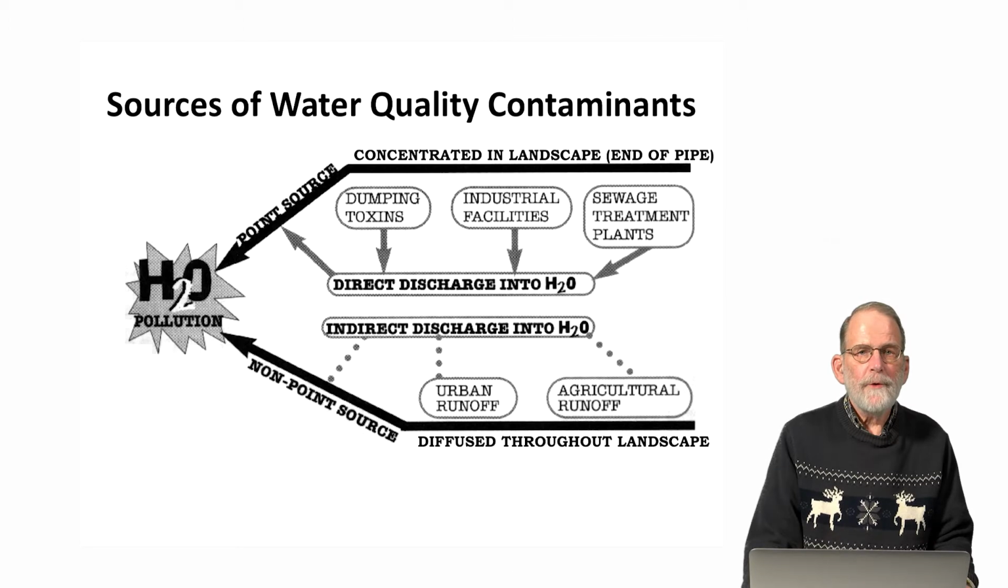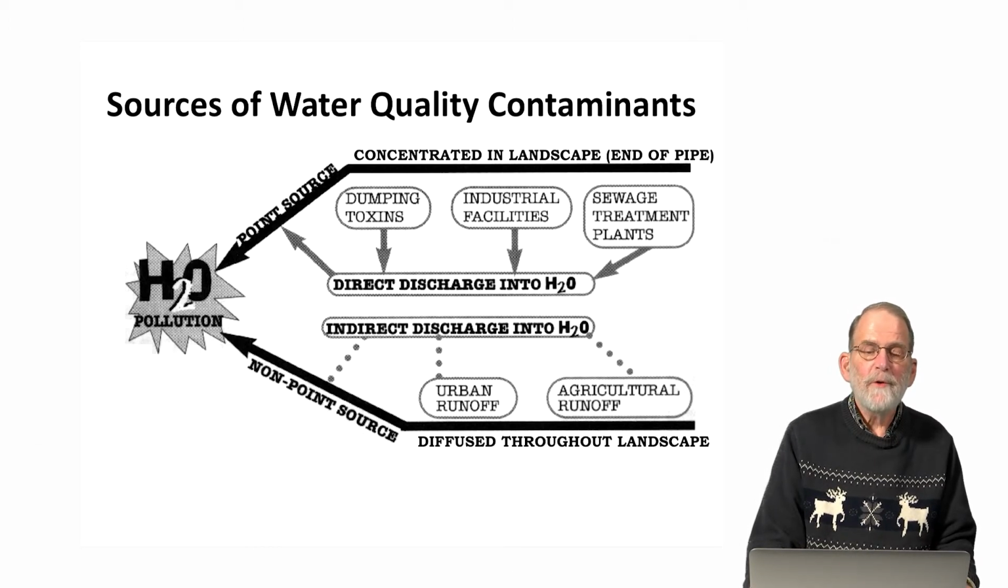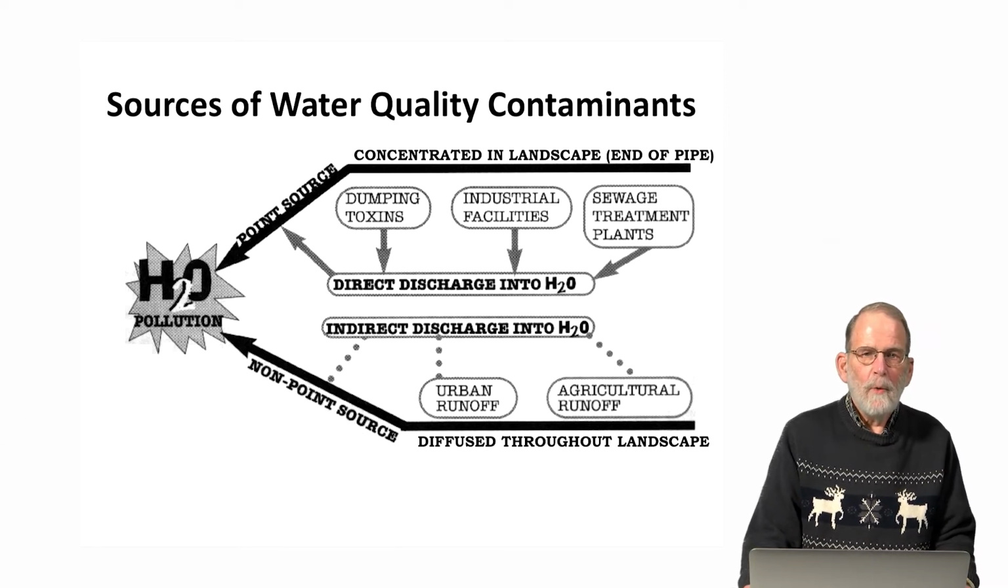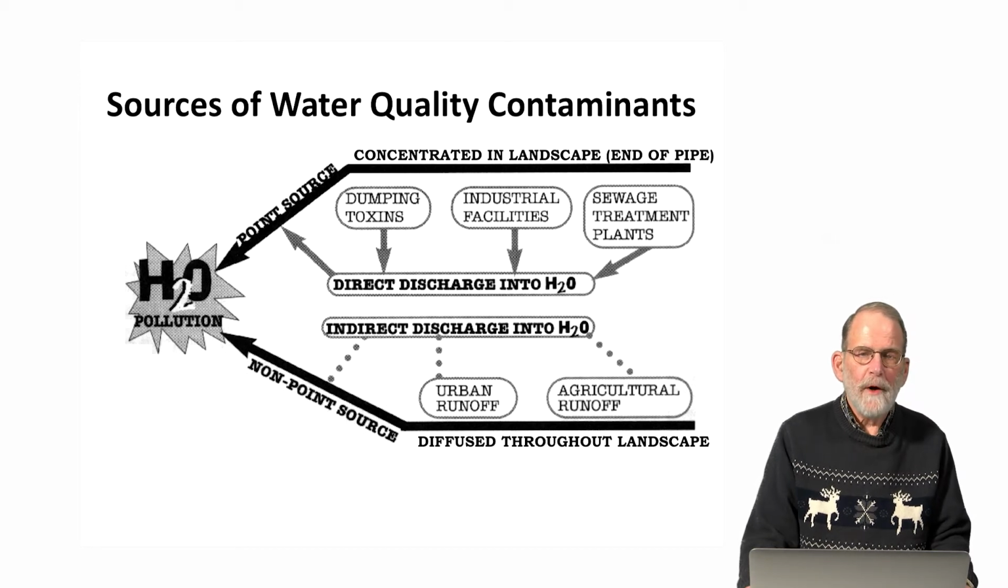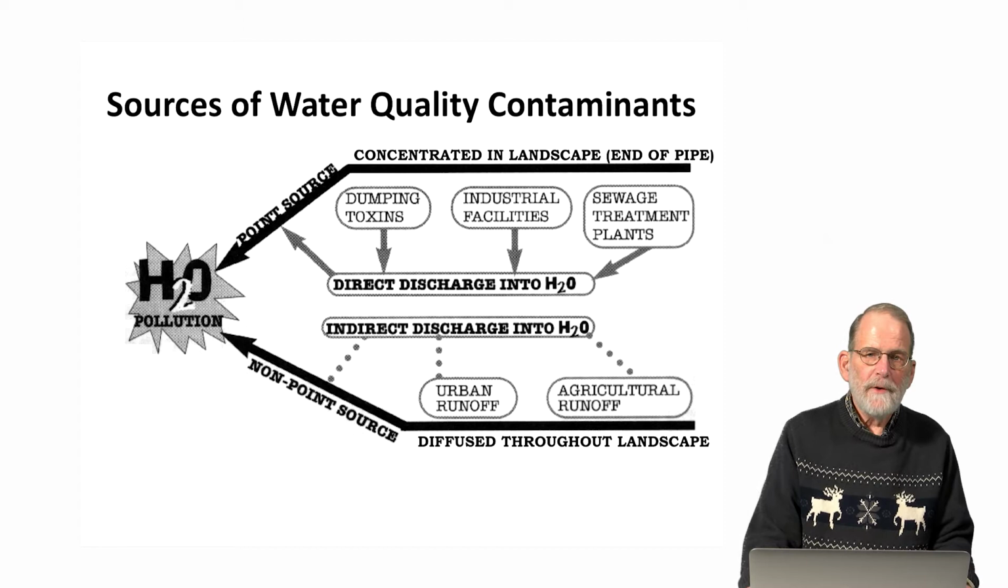In terms of talking about sources of water quality contaminants, we can talk about two principal sources, so-called point sources and non-point sources. Point sources typically are concentrated in the landscape. They represent places where specific contaminants are discharged from the end of a pipe into a water body or a water feature. These include such things as industrial facilities and sewage treatment plants. There is an identifiable pipe that concentrates the contaminant as it flows into the landscape.